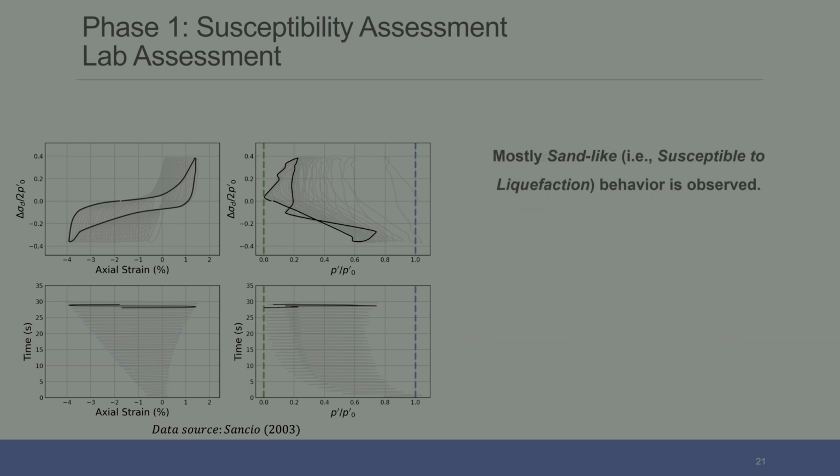So if we consider all of these behavior characteristics, we found out that it is going to almost have a sand-like behavior. And we have decided to assign the probability of susceptibility to liquefaction as 90%.